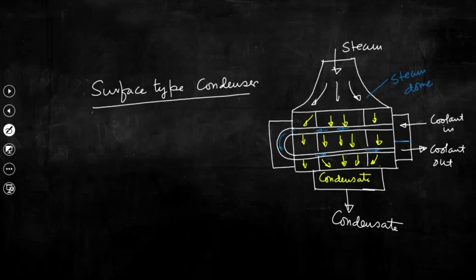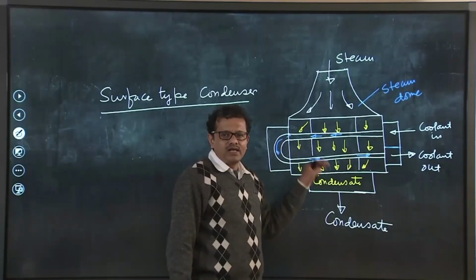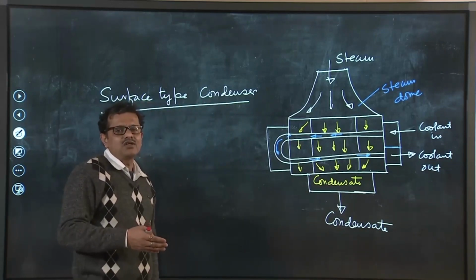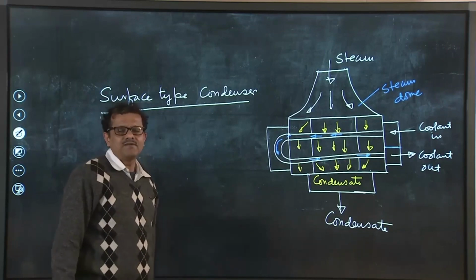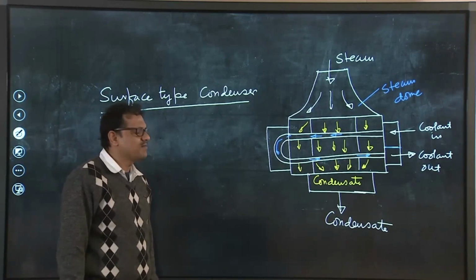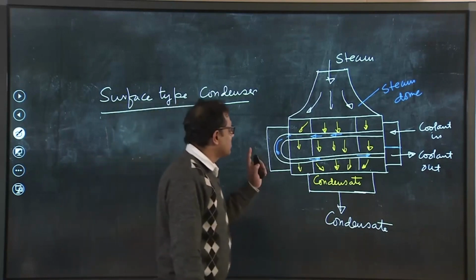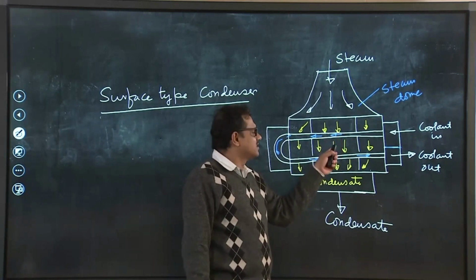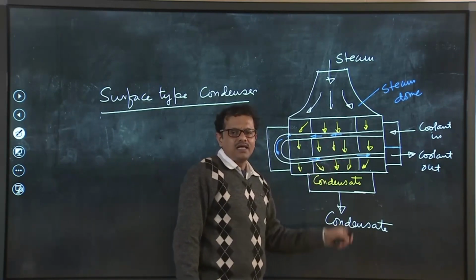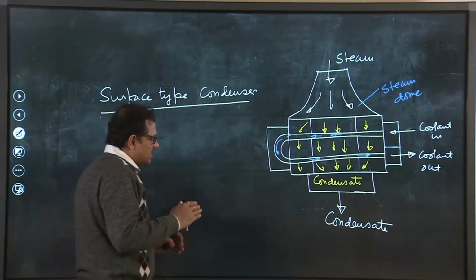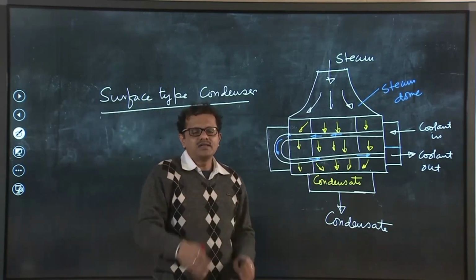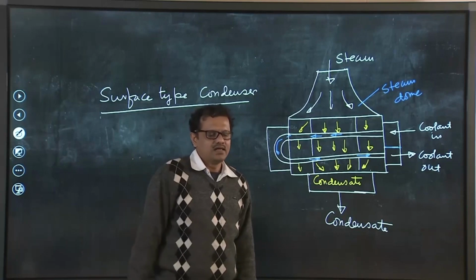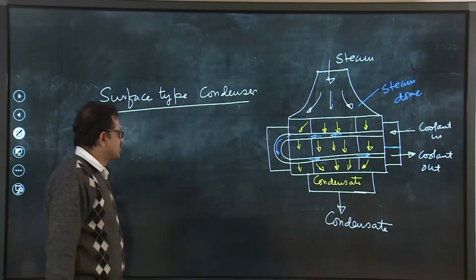So, this is a surface type heat exchanger, and this is the most widely used condenser in a power plant. Direct type condensers are not widely used, but surface type condensers are most widely used in the power plant. Now, I would like to discuss one important point here: if instead of a two pass condenser we use a single pass condenser, then there will be an important benefit at the cost of one disadvantage that I would like to discuss.